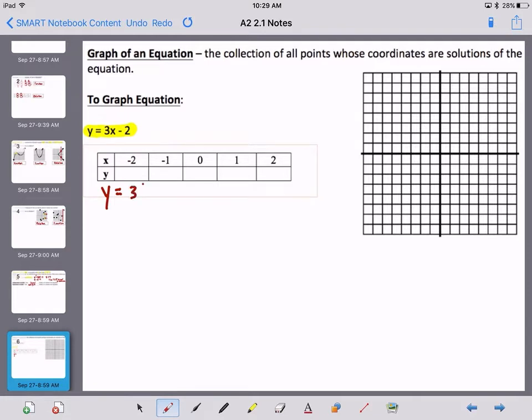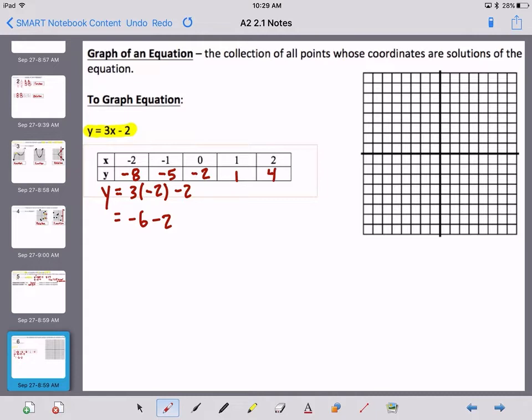So y equals 3 times negative 2 minus 2, which is negative 6 minus 2. So we can see when we plug in negative 2, we get an output of negative 8. Now if you were going to do that for the next 4 ordered pairs, if you plug in negative 1, you should get negative 5 out. If you plug in 0, you should get negative 2. An input of 1 will get you an output of 1, and an input of 2 will get you an output of 4.